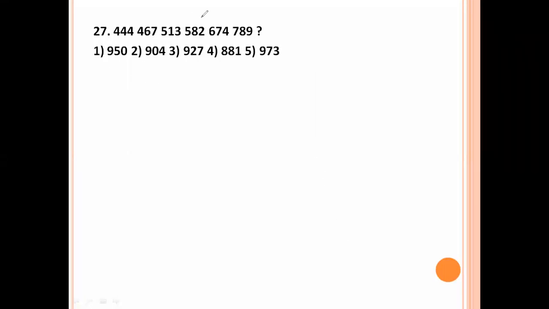Now here also the difference is small and it is increasing order. Find the difference: 23, 46, 69, 92, 115, 138. Add this one, 17. The last digit is 7. Only one option has that, so that is the right answer.